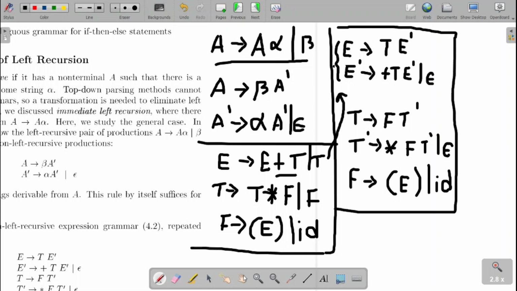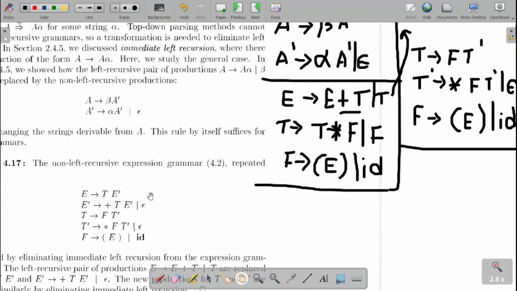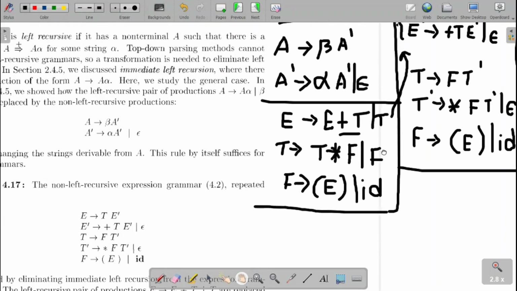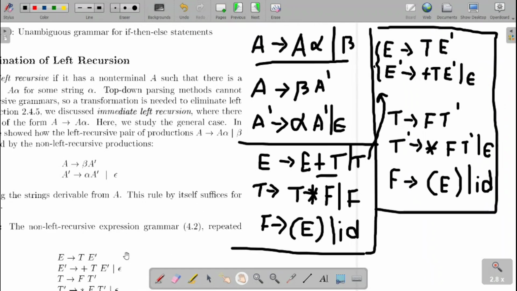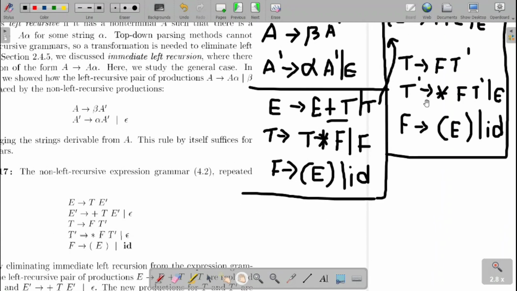The same thing you can look over here. That is, E derives T E dash, E dash derives plus T E dash or epsilon, then T derives F T dash, then T dash derives star F T dash or epsilon, F derives open E close or ID. Fine. So this is the method we follow for eliminating the left recursion for the basic case.